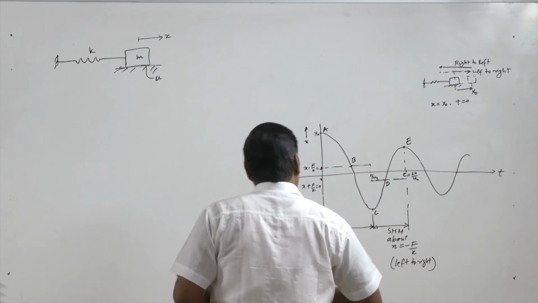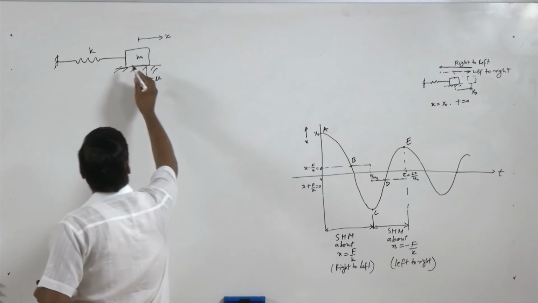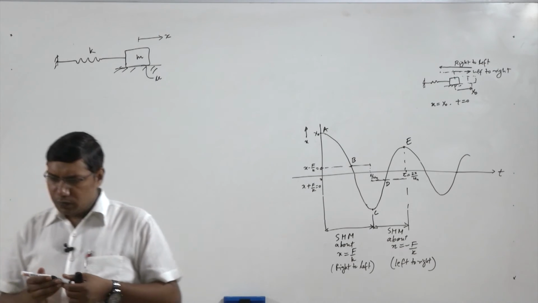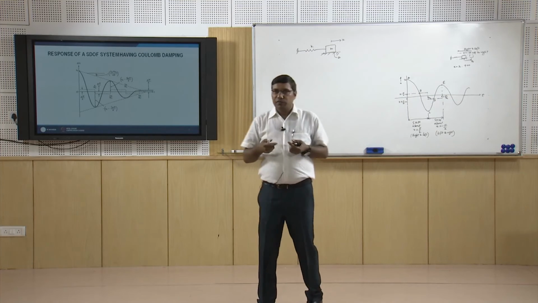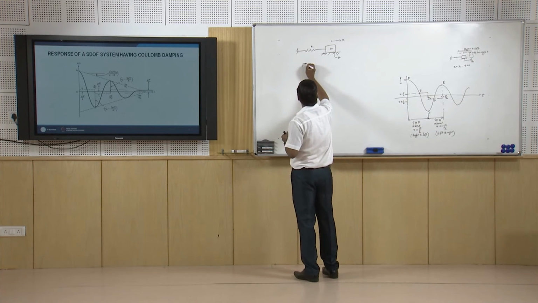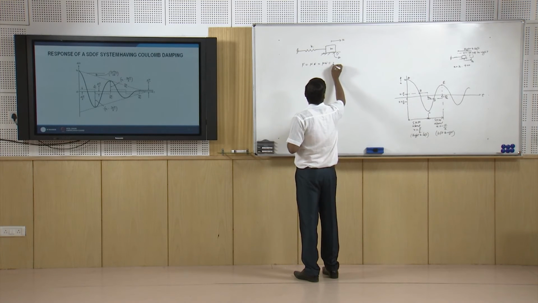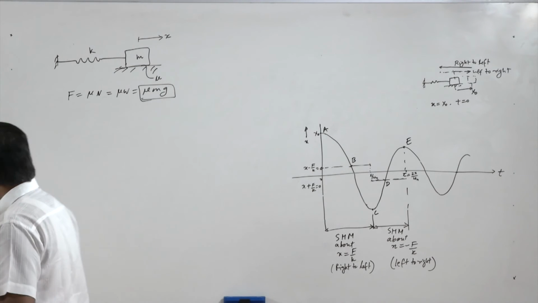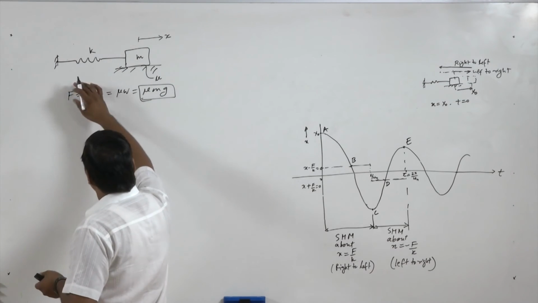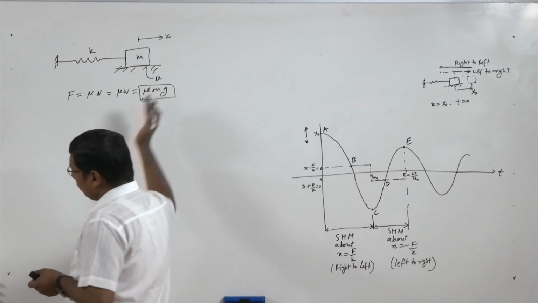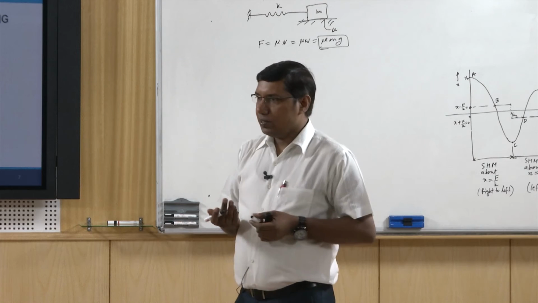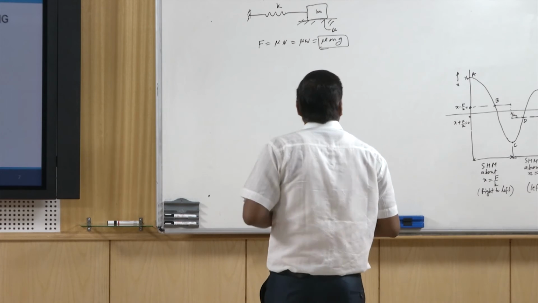Now we can see that when we have this system, K and M, and the system is vibrating, there is a constant friction force F, that is F equal to mu times N, and N equal to W, so mu times mg. All these things are constant, because mu is constant, m is constant, g is constant. So our force is constant. So our mass is moving against a constant force.